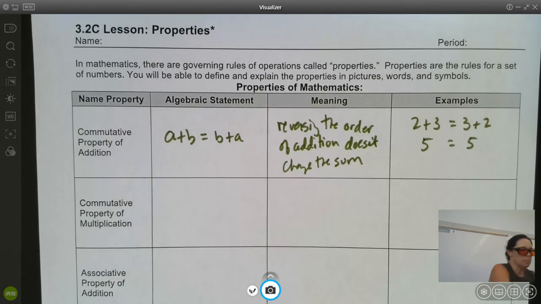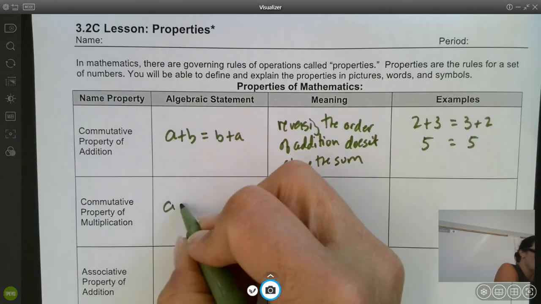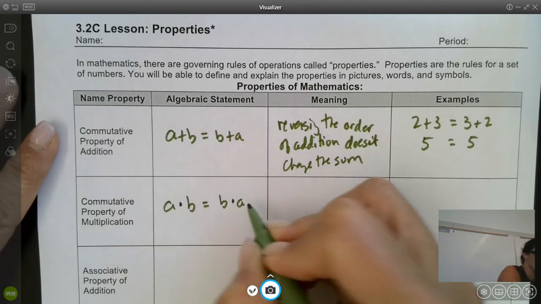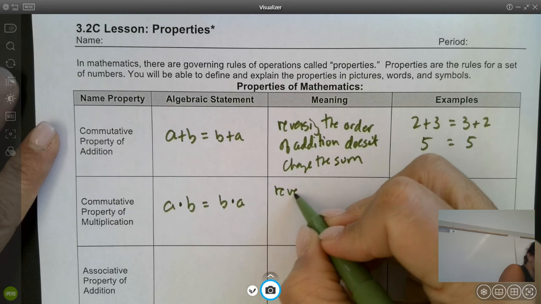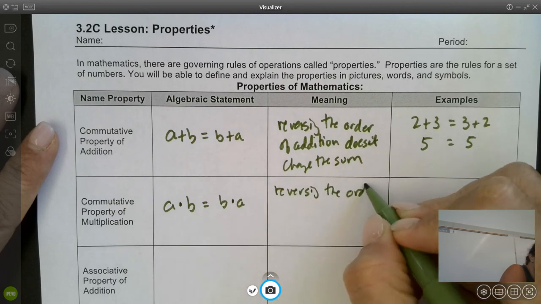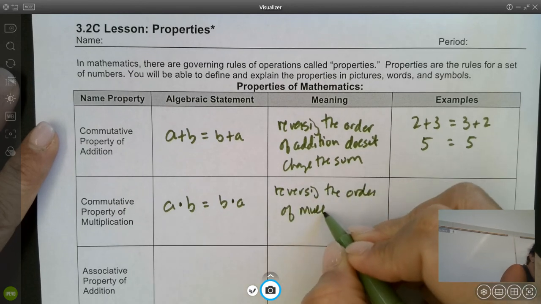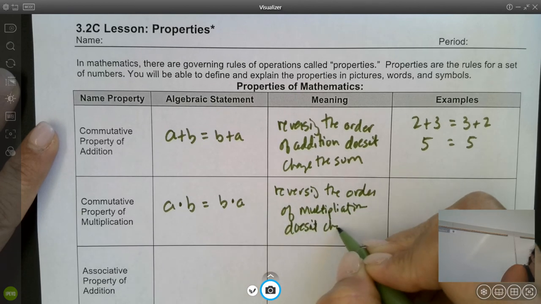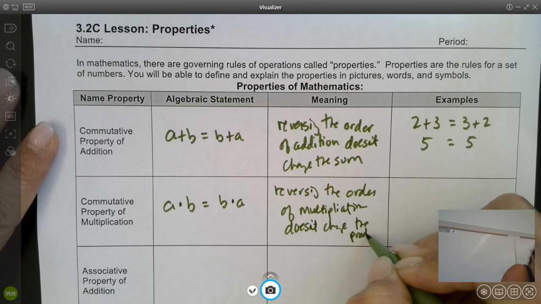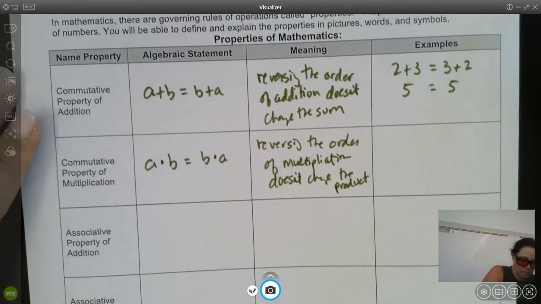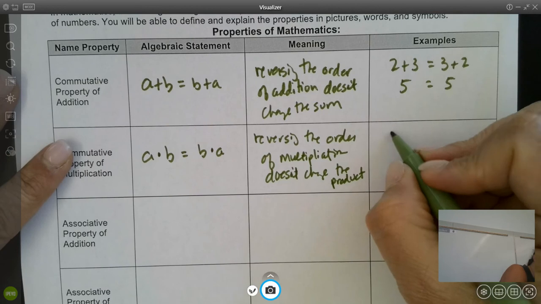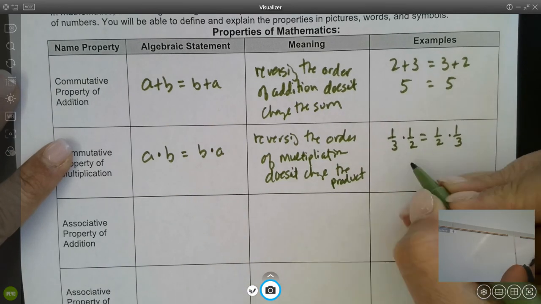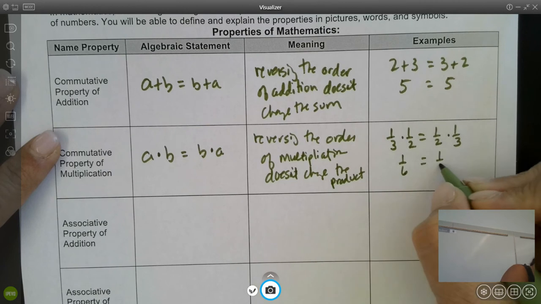Commutative property of multiplication we studied last module as well. That said A times B equals B times A. Reversing the order of multiplication doesn't change the product. So let's use 1/3 times 1/2 equals 1/2 times 1/3. This would be 1/6, and this is also 1/6.